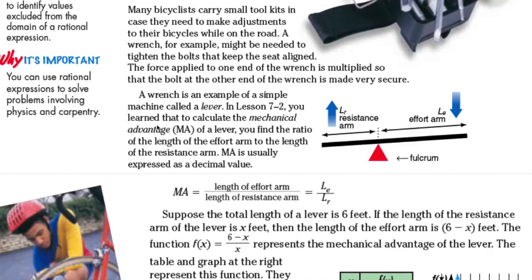In 7-2, you learned that to calculate the mechanical advantage of a lever, you find the ratio of the length of the effort arm to the length of the resistance arm. So the ratio of the effort arm to the resistance arm will give you your mechanical advantage. Mechanical advantage is usually expressed as a decimal value.